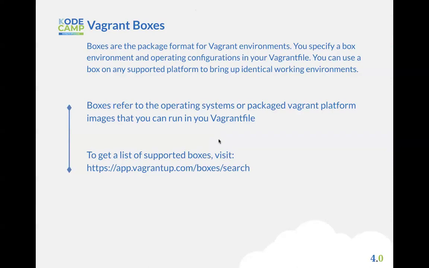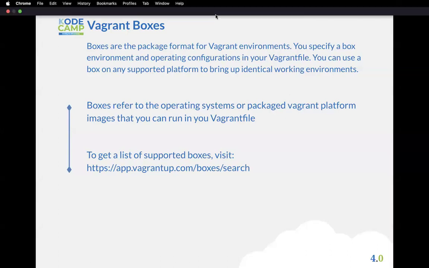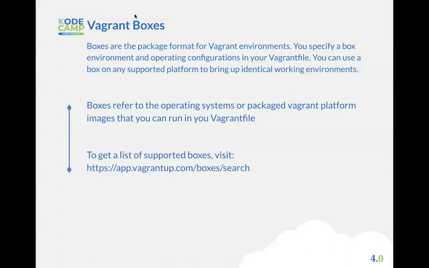So a box is the packaged format of your Vagrant environment. The packaged image of a Vagrant environment, which you can deploy to your provider and work with. So a list of supported boxes will be at this link there. And you can always go there to specify which box you want to work with.